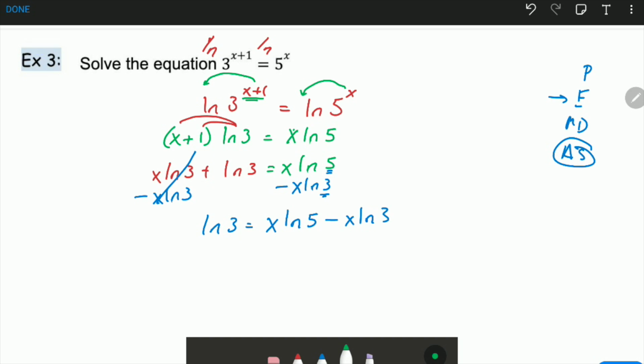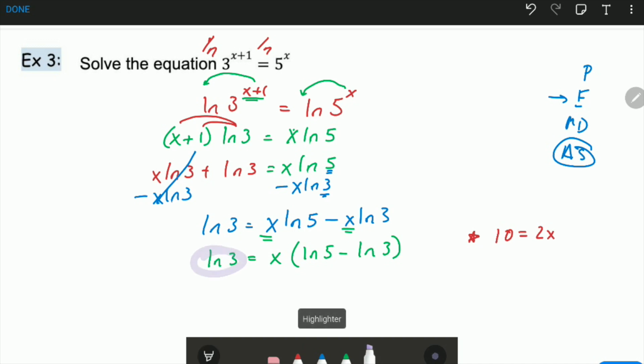The next approach, or next strategy we're going to look at is just pulling out an x from both terms. That's going to leave us with ln of 3 equals x times ln of 5 minus ln of 3. Now let me reiterate before finishing this. This is the same thing as something like this. It's the same exact thing. It may not look like it, but it is.